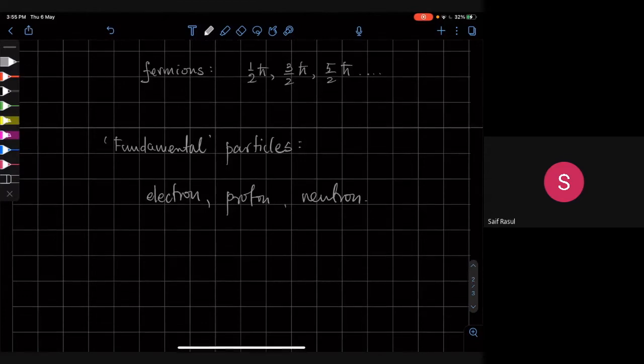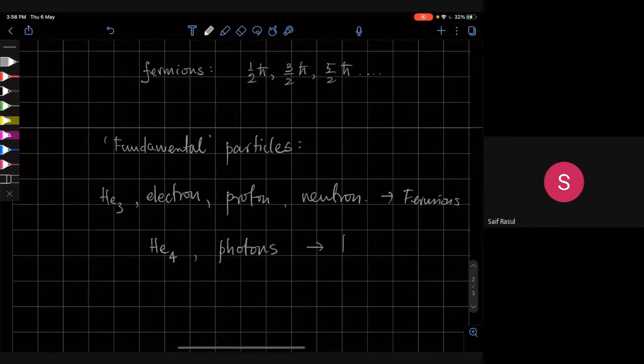So these are all fermions. But there are particles which contain an even number of fermions. They are usually bosons. So for example, helium-4. Helium-4 has 2 protons and 2 neutrons, so it's actually a boson. But on the other hand, helium-3 is a fermion. And then there are photons.